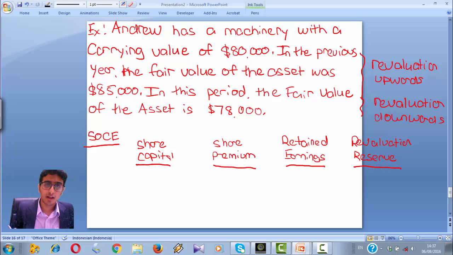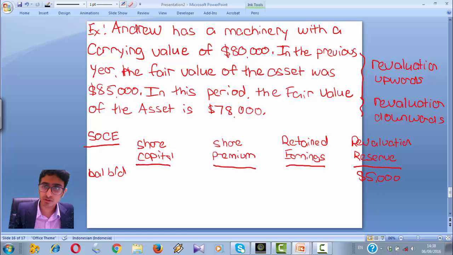Now, let us see, when we start the year, that means this is also from our previous example, we have a balance brought down of $5,000 in our revaluation reserve. Why? Because in the previous year, the value from $80,000 rose up to $85,000, leading to a $5,000 increase in the value of the asset. Thus, the revaluation reserve goes up by $5,000. But what happens in this period? The fair value of the asset is $78,000. Now, if you think about it, the difference is $7,000.